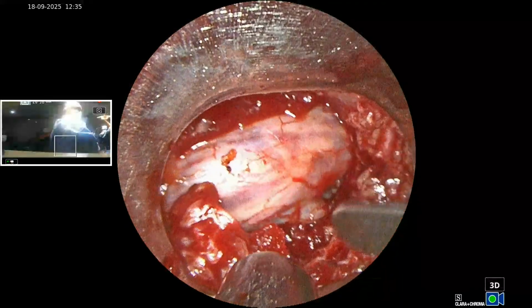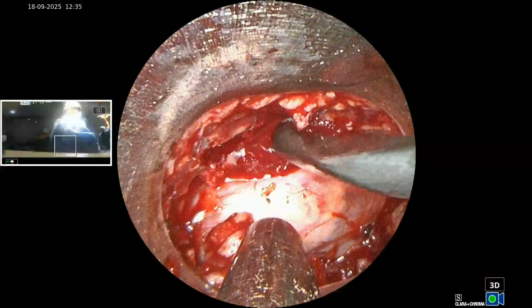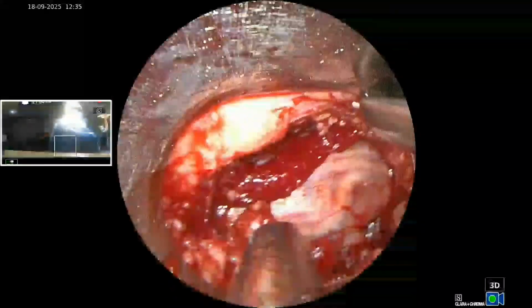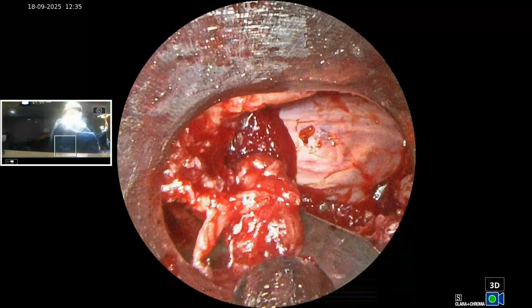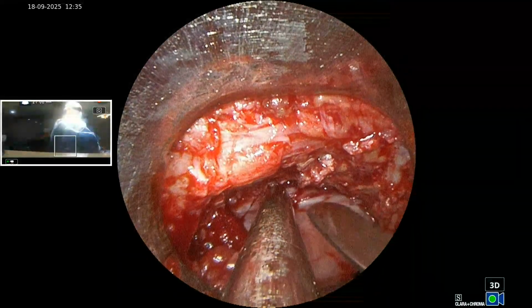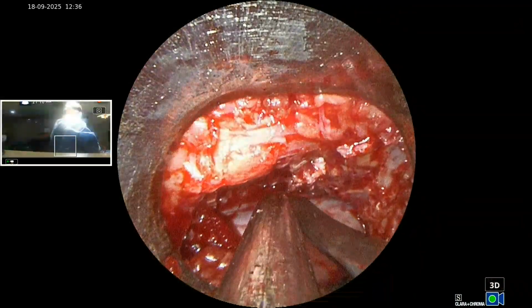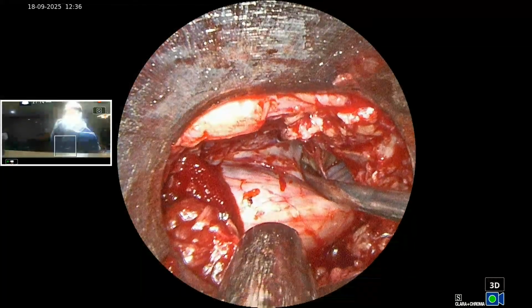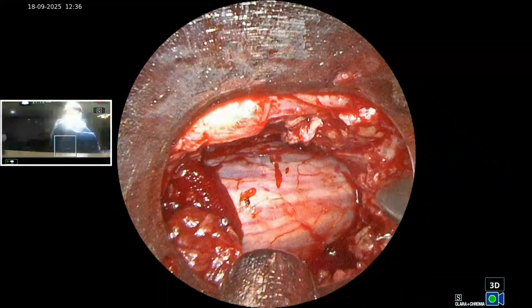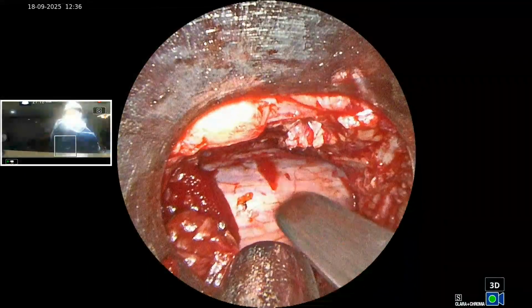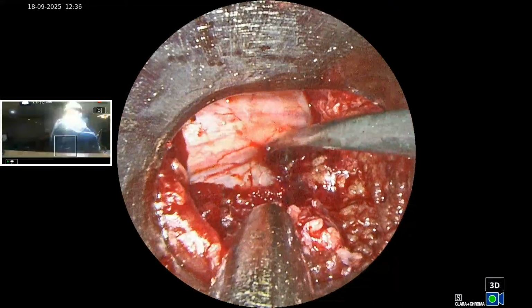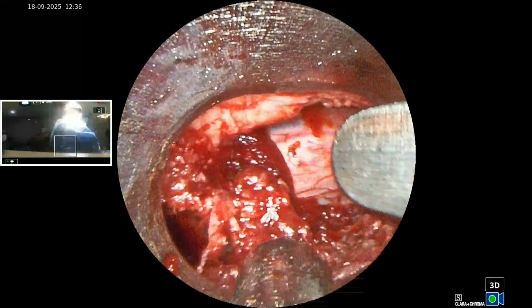This is the nerve root, and this is the opposite side. That means the right side. This is my gel foam I have given for my hemostasis. This is the nerve root of the opposite side. Okay. So this is the L4-L5. This is the L5 nerve root of the right side. L5 nerve root of the left side.